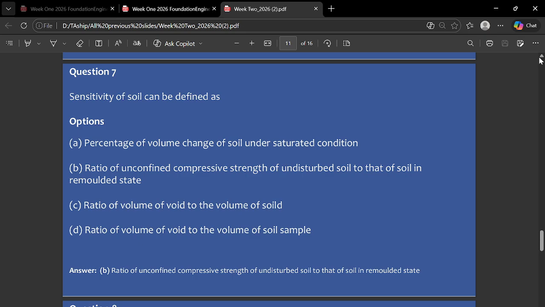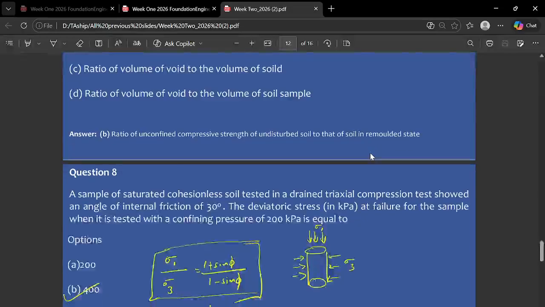Again, how sensitive your soil is, how can you define the sensitivity? Whether it's the percentage of volume change of the soil under saturated condition, the ratio of the unconfined compressive strength of the undisturbed soil to that of soil in remolded state, or the ratio of volume of void to the volume of solid. That's how you need to look.